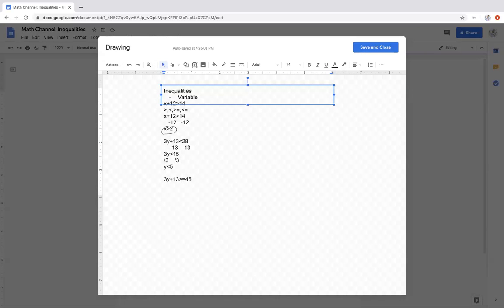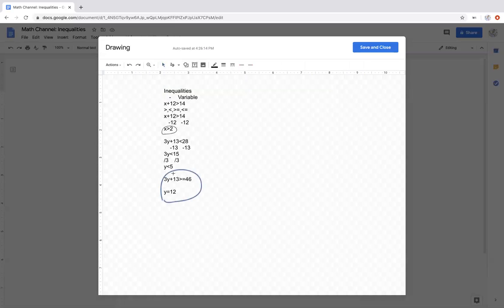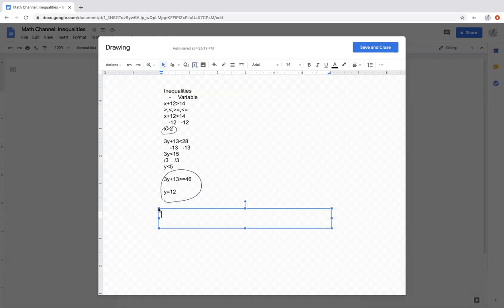And you are given a y value. y is equal to 12. Now you have to see if this is truly a correct inequality or if it is false. Now, let's try to solve this problem. So you have 3y plus 13 is greater than or equal to 46. So now, how do you use y equals 12 in this problem?